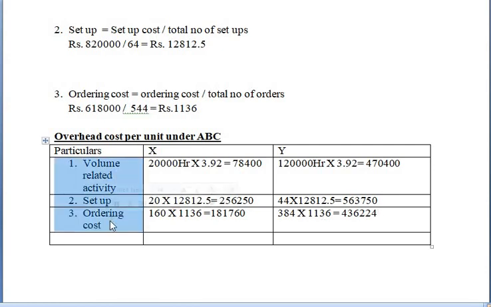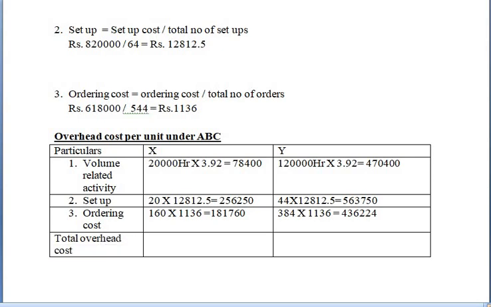There are totally 3 activities. The 3 activities were over. Now make total. Total overhead cost for X, calculate all the 3 activities: 78,400 plus 2,56,250 plus 1,81,760. For X will be 5,16,410. For Y 14,70,374. This is the total overhead cost under ABC system.